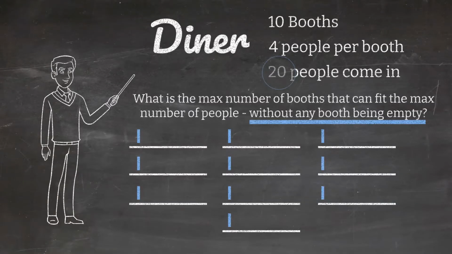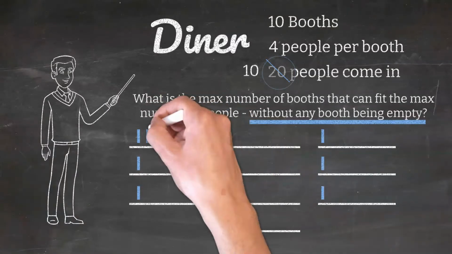That's fine. So now we have 10 people left, right? Because there's 10 booths. I put one person in each booth. Now I have 10 people left because I had 20 people to begin with. So now I can fill the booths, right? And we can see the max number of booths that fit the max number of people. So we'll fill it in.